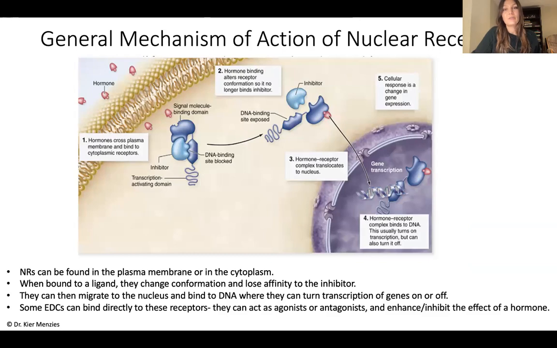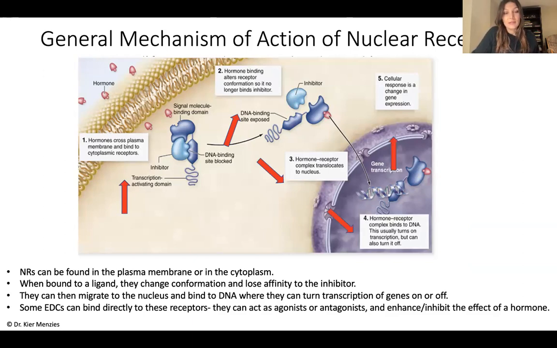So here's just a general mechanism of action of nuclear receptors and how they work. Nuclear receptors can be found in the plasma membrane or in the cytoplasm. Hormones can cross the plasma membrane and bind to cytoplasmic receptors. When they're bound to a ligand, they then change conformation and lose affinity to the inhibitor. Then they can migrate to the nucleus and bind to DNA, where they can turn transcription of genes on or off.